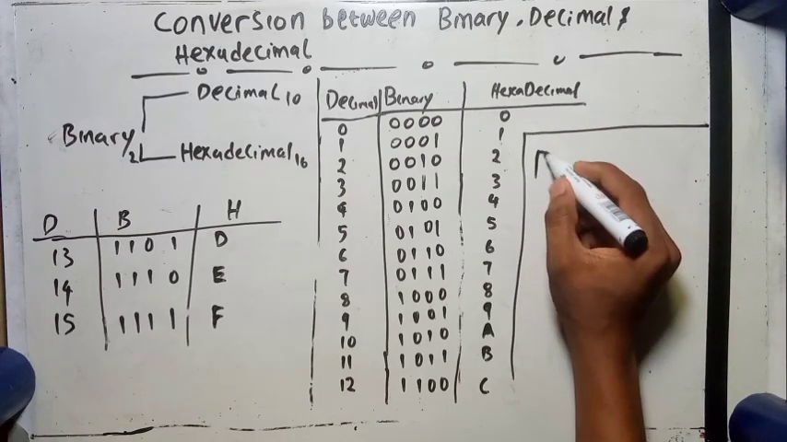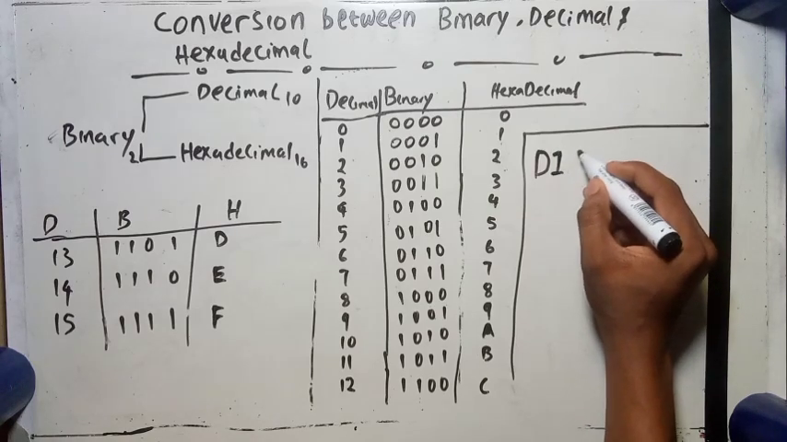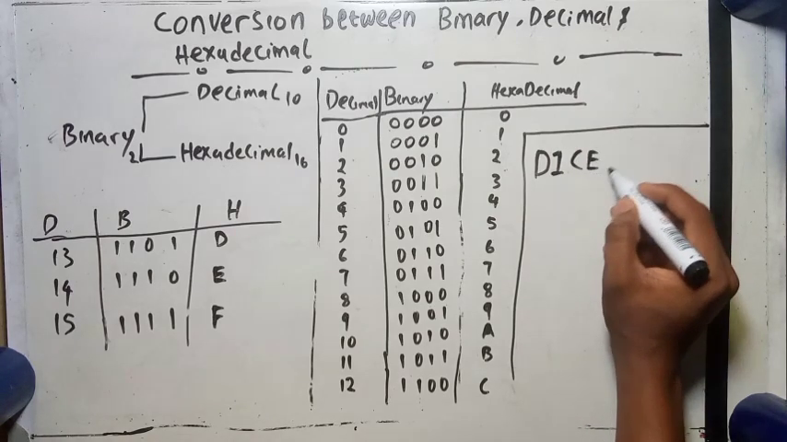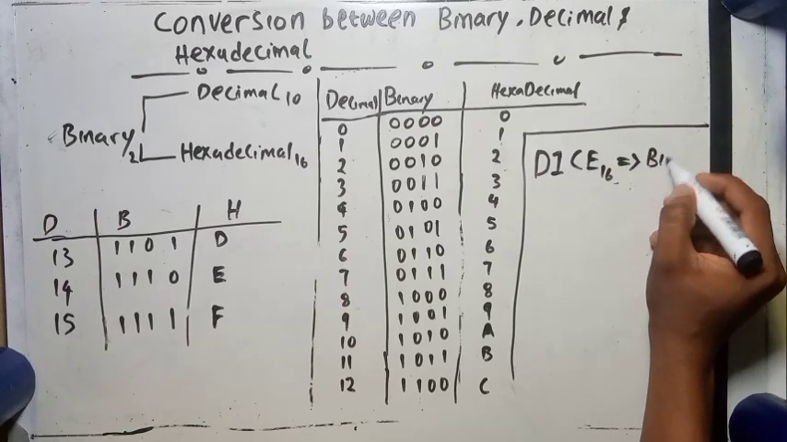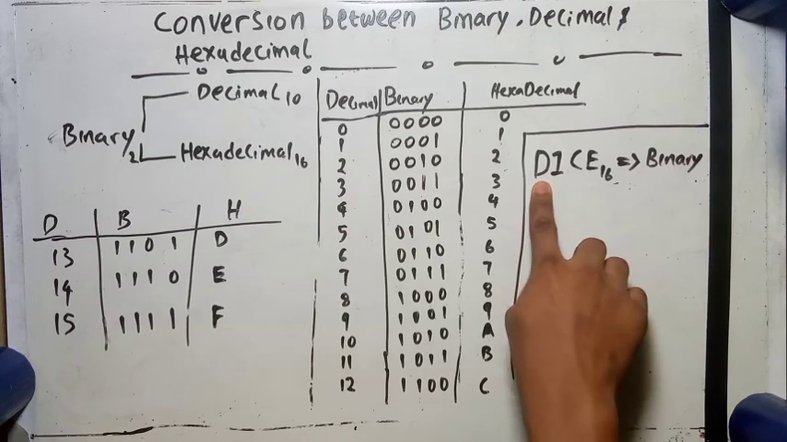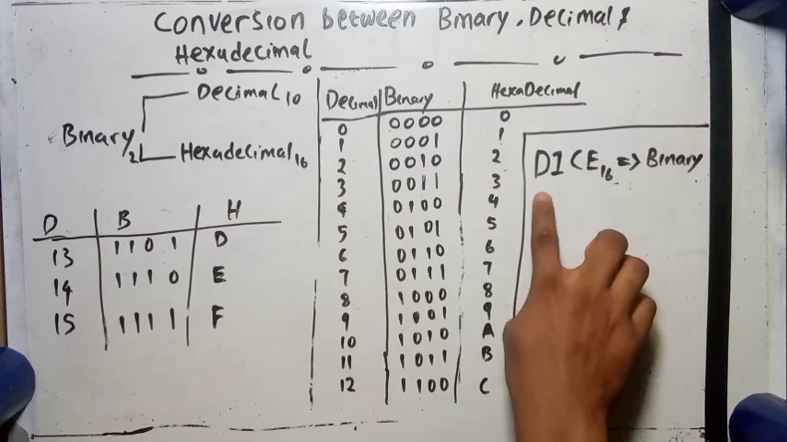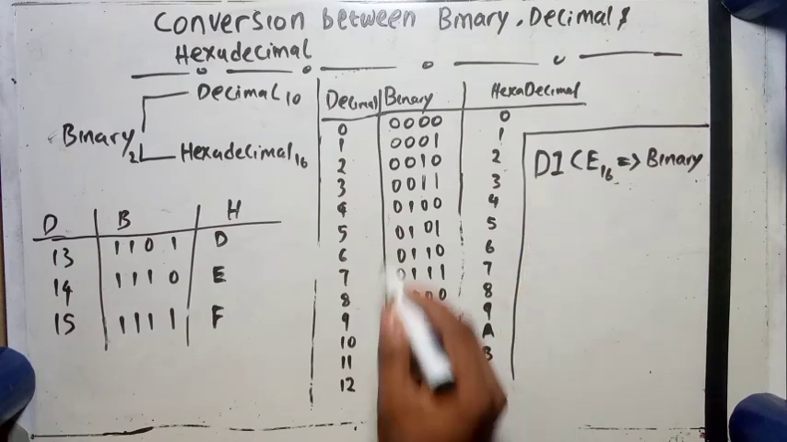So let us say you're given D1CE in base 16 to convert to binary. How do you do it? Now, our hexadecimal, we normally express it in terms of 4s. So each of them is going to come with 4 digits. Each of them will be expressed in 4 digits.